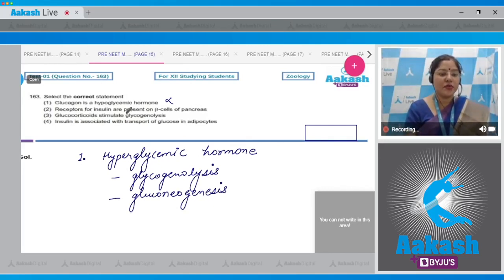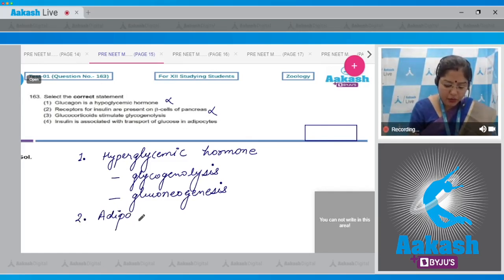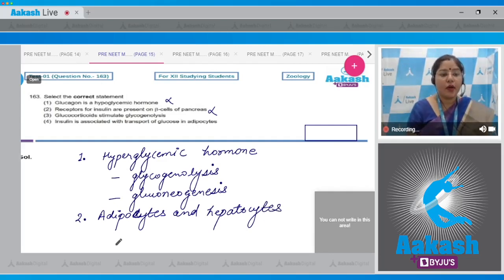Second option, receptors for insulin are present on beta cells of pancreas. This is incorrect because receptors for insulin are mainly present on adipocytes and hepatocytes. Third option, glucocorticoids stimulate glycogenolysis, that is breakdown of glycogen. Fourth option, insulin is associated with transport of glucose in adipocytes.